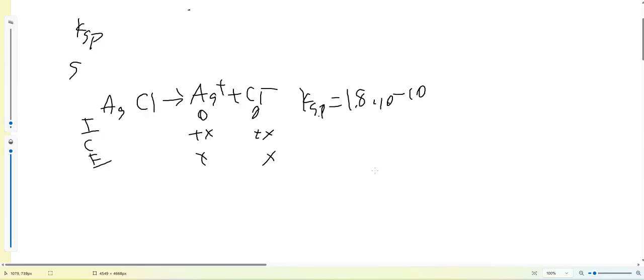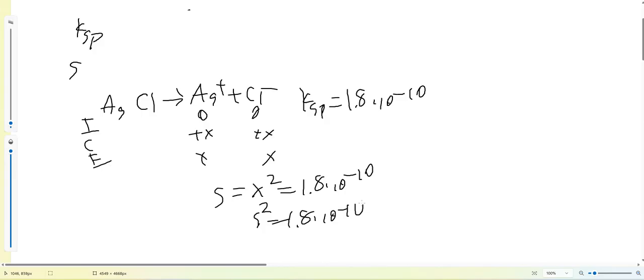So what we can do here is x squared equals 1.8 times 10 to the negative 10th. Which is a sort of weird coincidence, because x, if you recall, is equal to s, which means that s squared is equal to 1.8 times 10 to the negative 10th. Which means that in order to find s, we just need to square root it, which gives us 1.34 times 10 to the negative 5th.